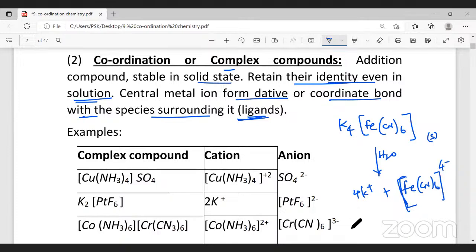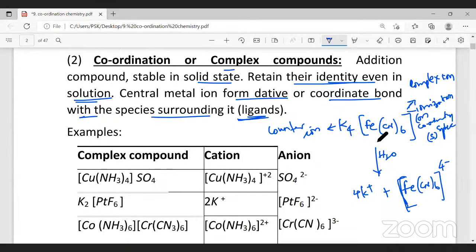Outside the square bracket, whatever we have is called a counter ion. Whatever is in the square bracket is called a complex ion. It is also called the ionization sphere, or the coordination sphere. Now, this potassium ferrocyanide, when dissolved in water, dissociates to form 4K+ and [Fe(CN)6]4-.